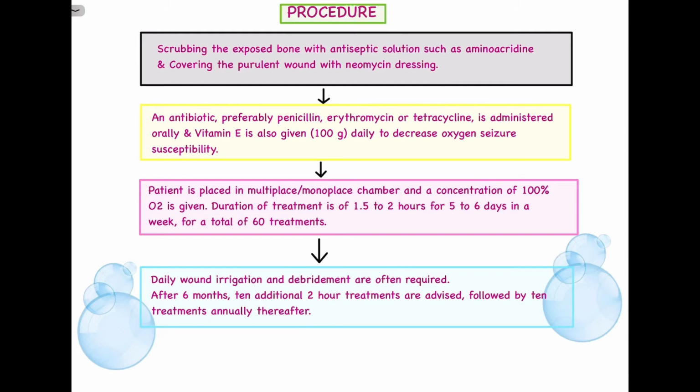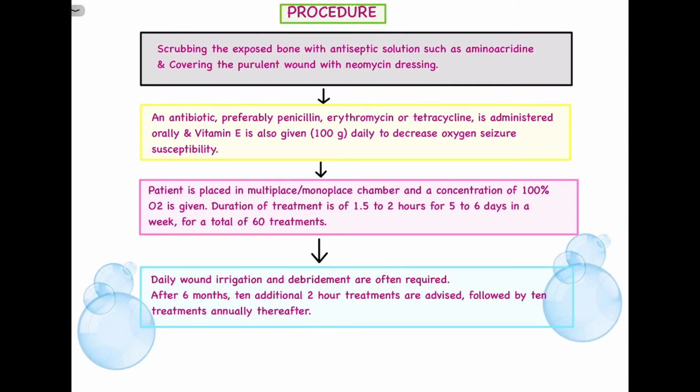We will be placing the patient in a multiplace or a monoplace chamber, and the oxygen concentration which we will be using is 100%. The duration of this treatment can range anywhere between 1.5 to 2 hours, and it is usually given 5 days a week depending upon the patient. Apart from this standard protocol, daily wound irrigation is obviously required.